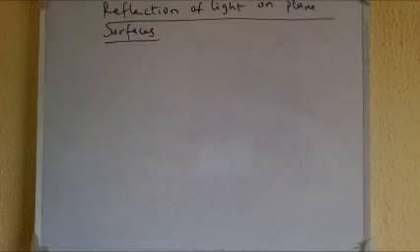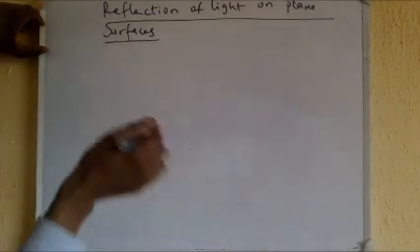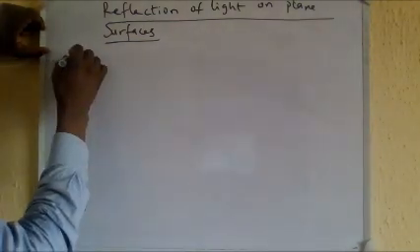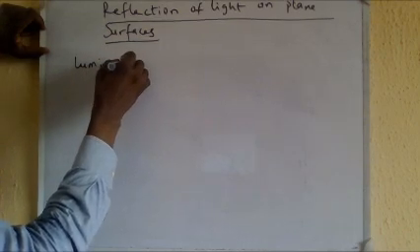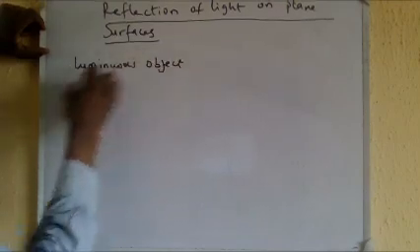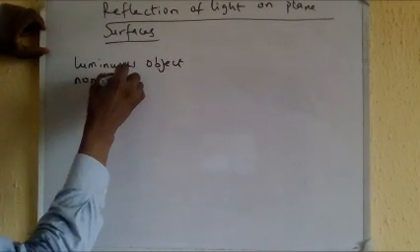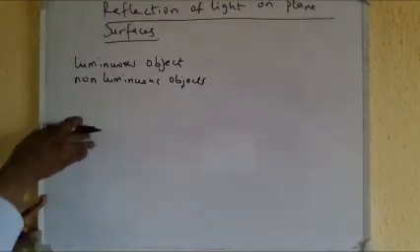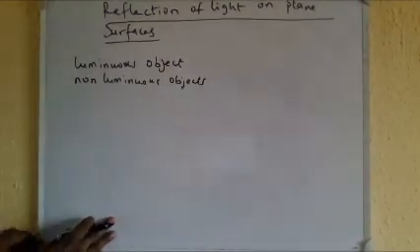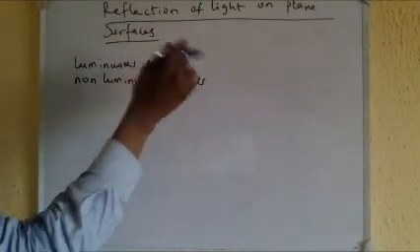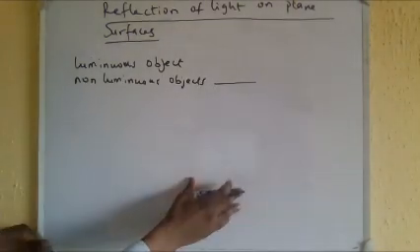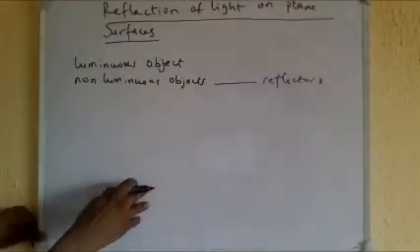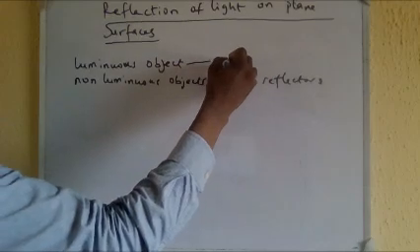Okay, so we saw there are two kinds of objects by the nature of their interaction with light. You have the luminous objects and the non-luminous objects. The non-luminous objects are what we'll be studying here now, because they are like reflectors. The luminous one is the one that generates rays of light.